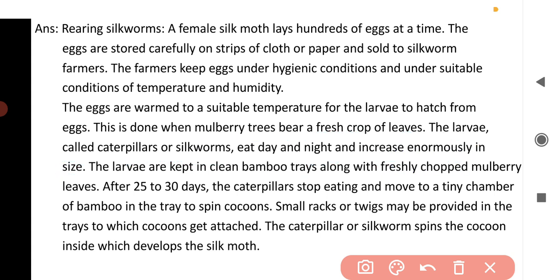They become bigger and bigger. The larvae are kept in clean bamboo trays along with freshly chopped mulberry leaves. They have to eat, right? After 25 to 30 days, the caterpillars stop eating by themselves, and they have to be moved to a tiny chamber of bamboo in the tray to spin cocoons.